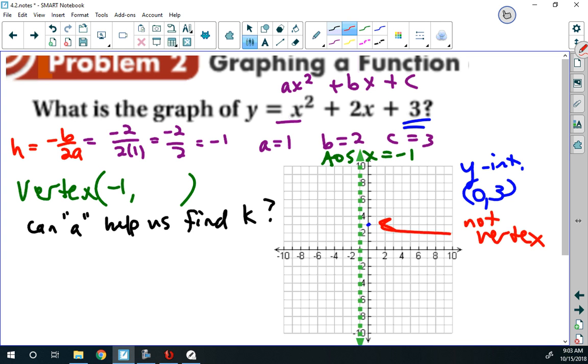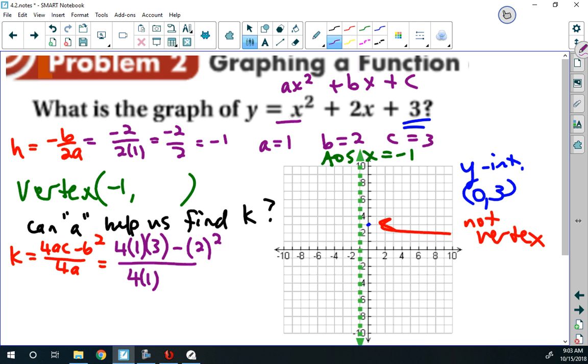So let's go back then. Let's plug in. K is going to be 4AC minus B squared all over 4A. So that's going to be 4 times 1 times 3 minus 2 squared divided by 4 times 1. 4 times 1 times 3 is 12. That's going to be 12 minus 2 squared is 4. That's all over 4. So that's going to be 8 over 4. And that's going to be how much? 2. So my vertex then is negative 1, 2. My vertex is negative 1, 2.